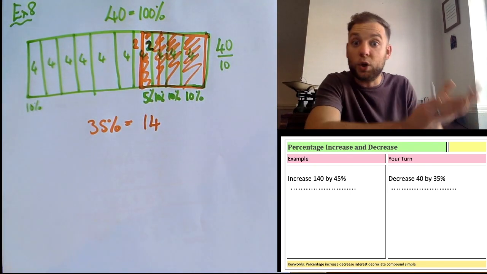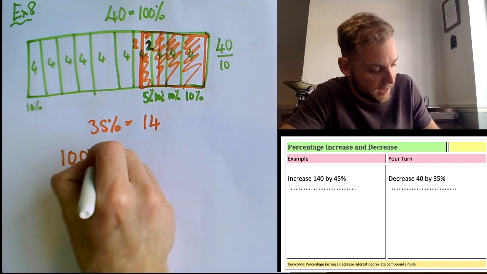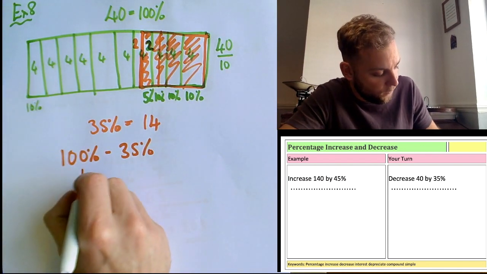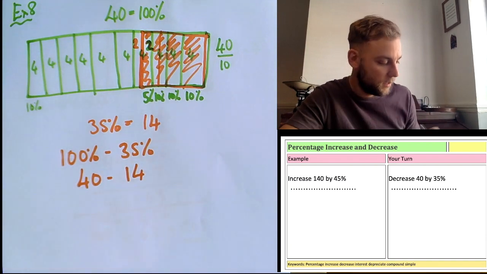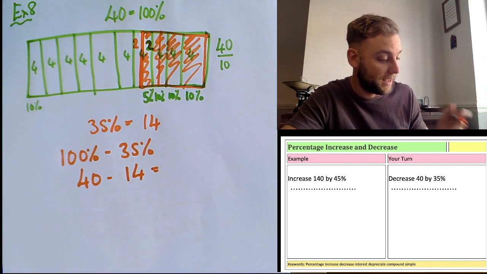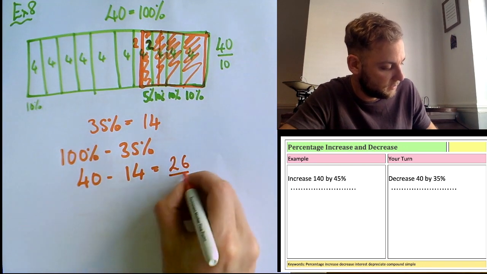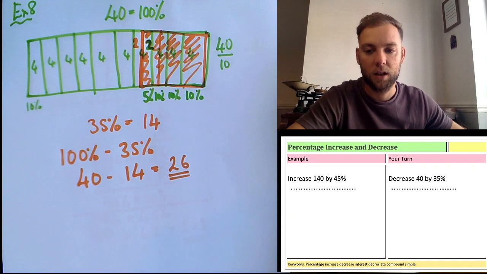Now remember, I want to decrease by that 35%. So I need to do 100% take away 35%, which is equal to 40 take away 14, which is equal to 40 take away 10 is equal to 30. Take away another 4 is equal to 26. Super. So, let's have a go at the next question.